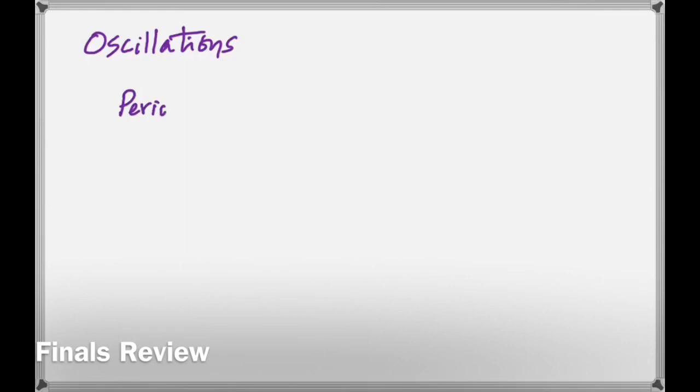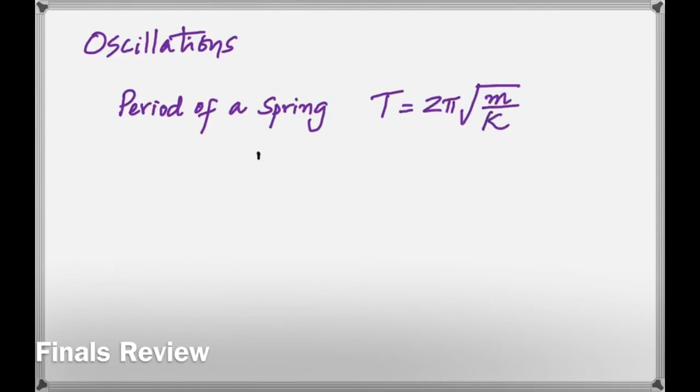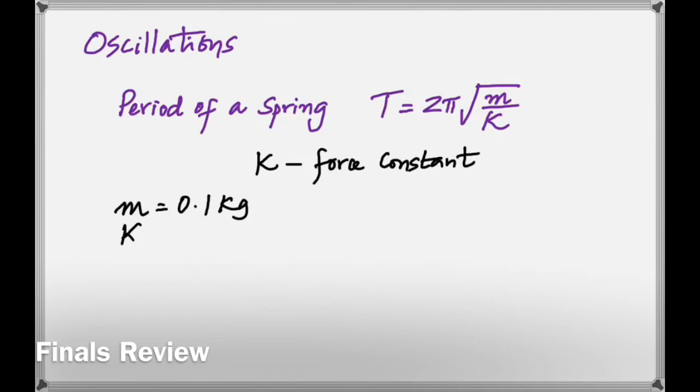Oscillations, we did this today. So here, period of a spring. What is the equation? T is equal to 2 pi root m by k, where k is also called force constant. Remember, it could be spring constant or force constant. Here's an example. 0.1 kilogram, 10 Newton per meter. Find the period. So easy. Just plug it into that equation.